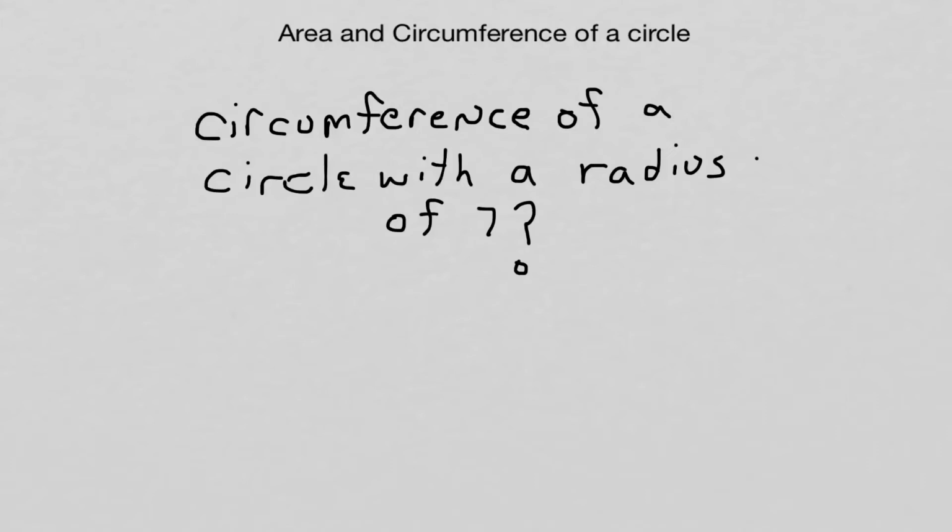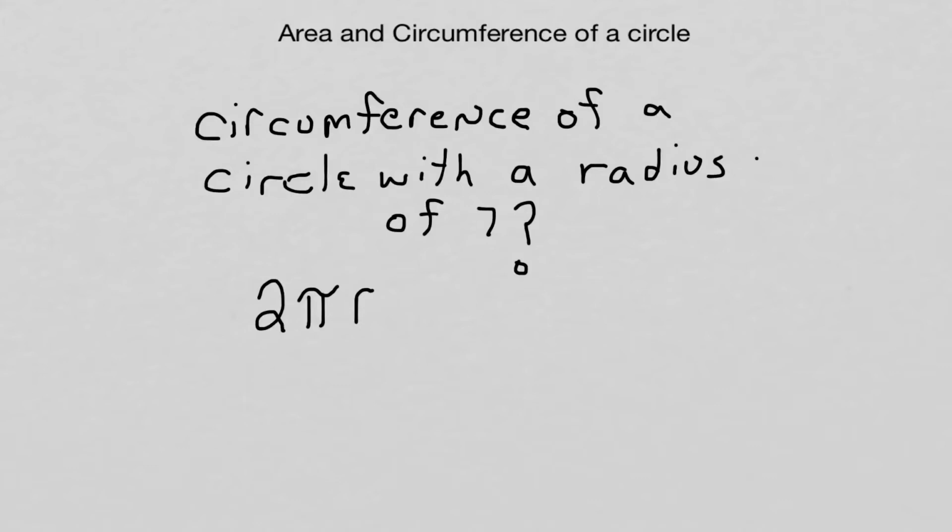We want to know the circumference of a circle with a radius of 7. The formula for circumference, and this you've got to commit to memory. If you're going to take any advanced test in your life, whether it be ACT, GRE, MCAT, anything, you're going to have to know this off the top of your head. The circumference of a circle is 2 pi r.